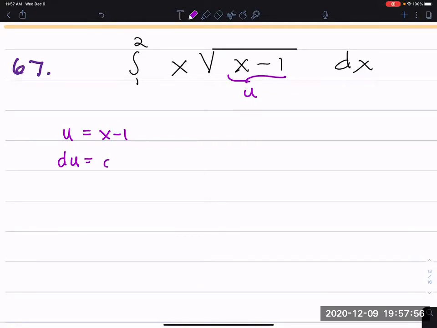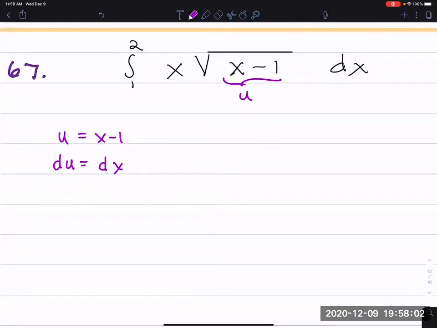Take that derivative. But, okay, so dx will be equal to du. That's simple enough. What are you going to do with this x? So that's why I think this is a good problem to go over. It's just a little bit different from some of the others in this section.